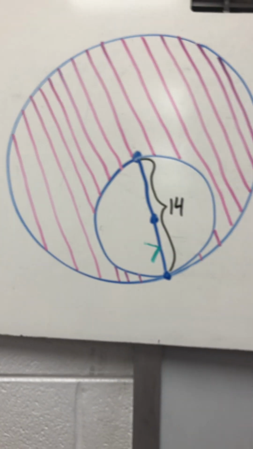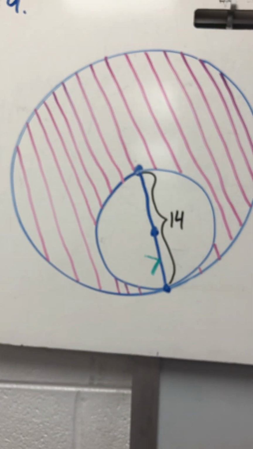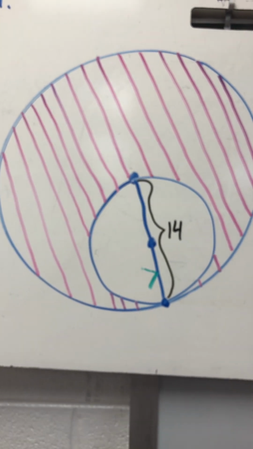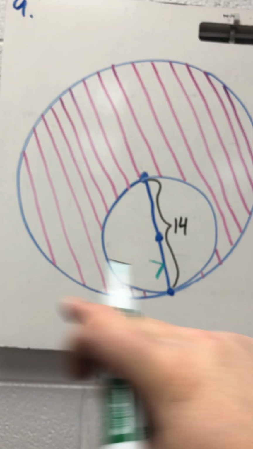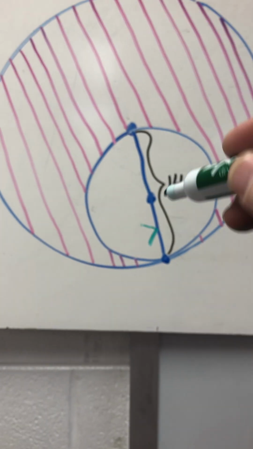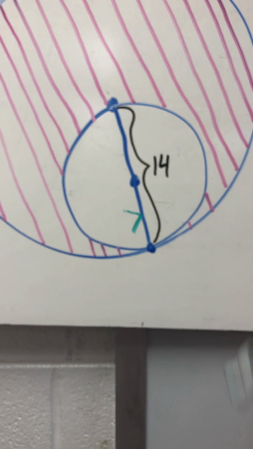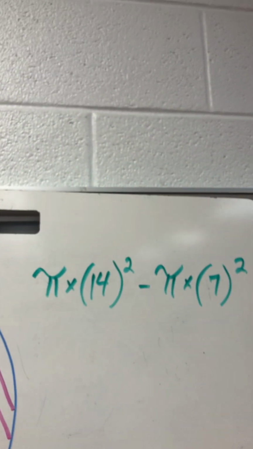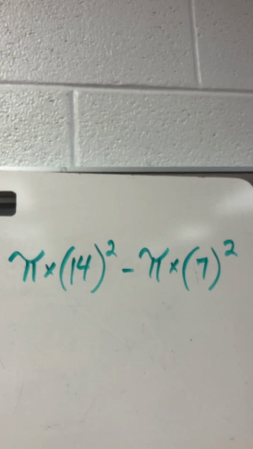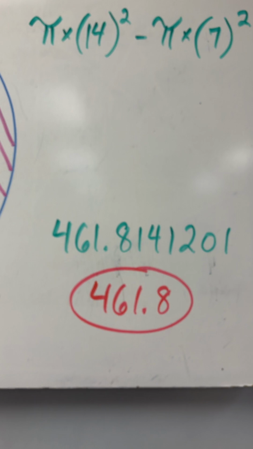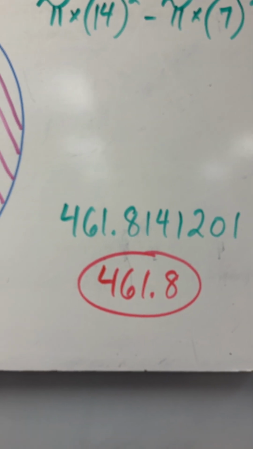So we're going to do pi times 14 squared minus pi times 7 squared. The whole circle is going to be pi times 14 squared, and this circle here is going to be pi times 7 squared. So you subtract. Pi times 14 squared minus pi times 7 squared gives 461.81 or 461.8.